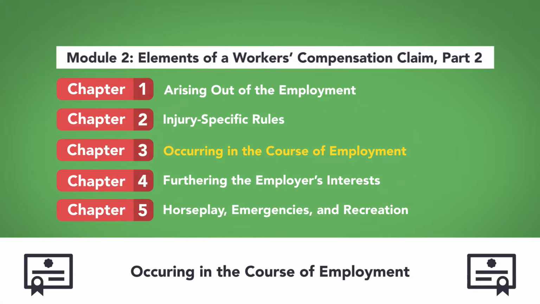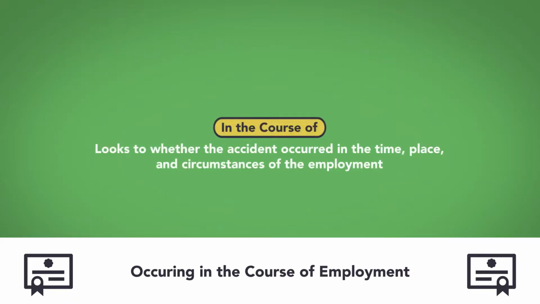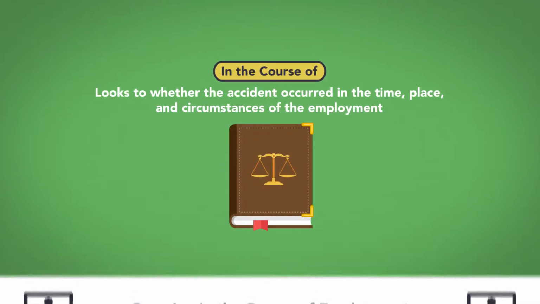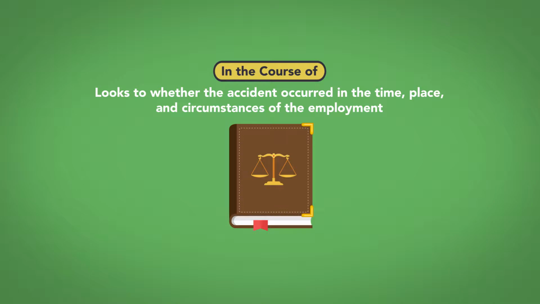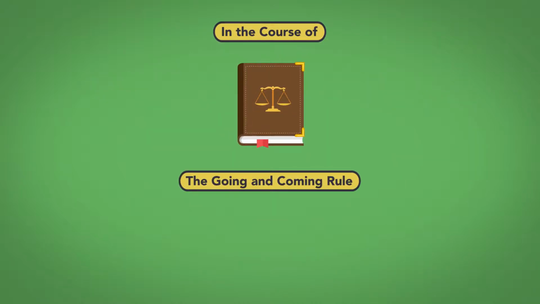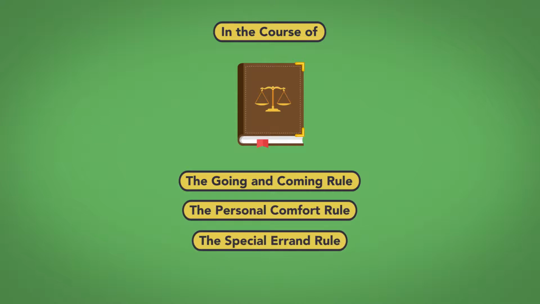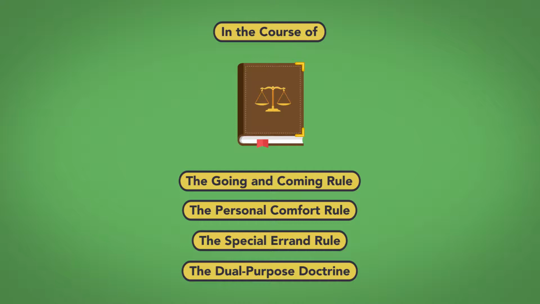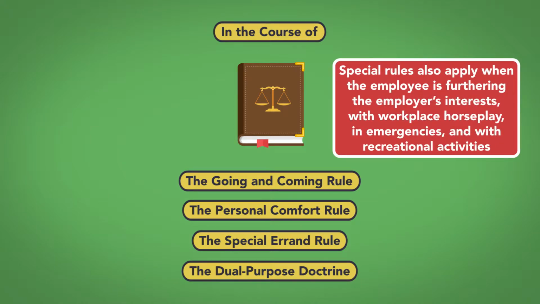Occurring in the course of employment. In the course of looks to whether the accident occurred in the time, place, and circumstances of the employment. As with arising out of, the courts often use a series of rules to determine whether certain injuries meet the course of employment requirement. These rules include the going and coming rule, the personal comfort rule, the special errand rule, and the Dual-Purpose Doctrine. Special rules also apply when the employee is furthering the employer's interests with workplace horseplay, in emergencies, and with recreational activities.